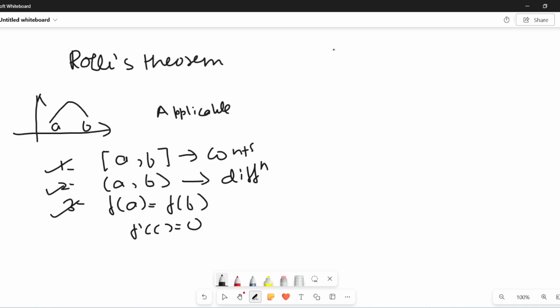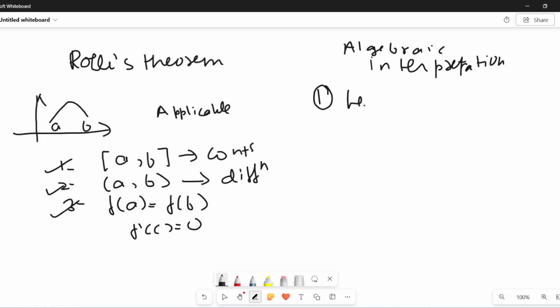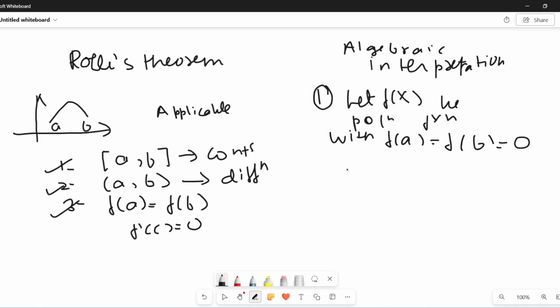Here is the algebraic interpretation. First point: let f(x) be a polynomial function with f(a) equal to f(b) equal to 0. It means these are its roots.